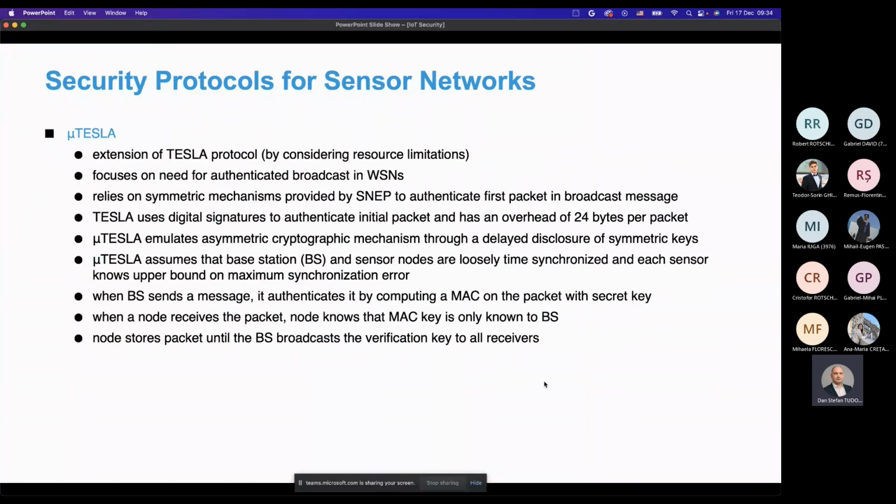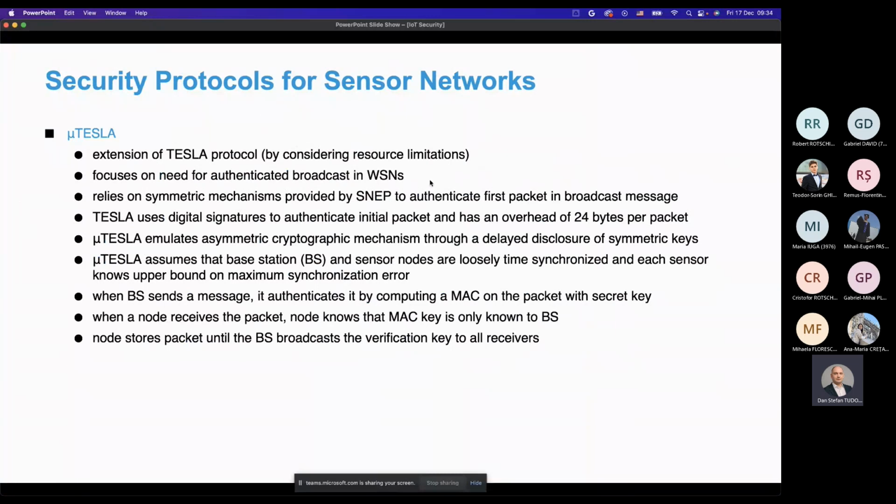And this micro TESLA, it's a protocol that focuses on the need for authenticated broadcast in wireless sensor networks. You rely on the symmetric mechanisms provided by SNEP to authenticate the first packet in a broadcast message. So, for example, you can emulate this asymmetric communication through a delayed disclosure of symmetric keys. You have a communication method in which through an extension of this protocol, you focus on the need for authenticated broadcast in sensor networks.